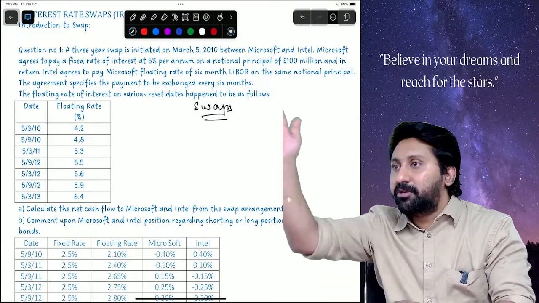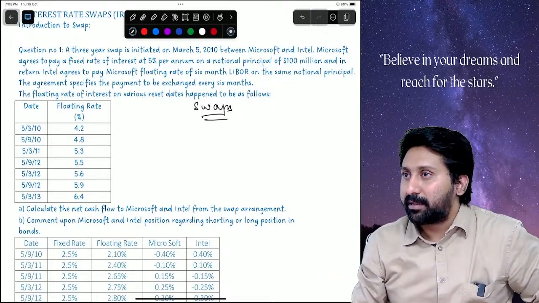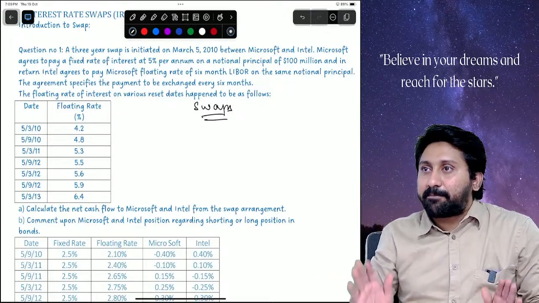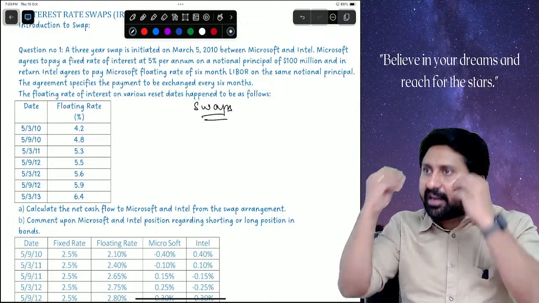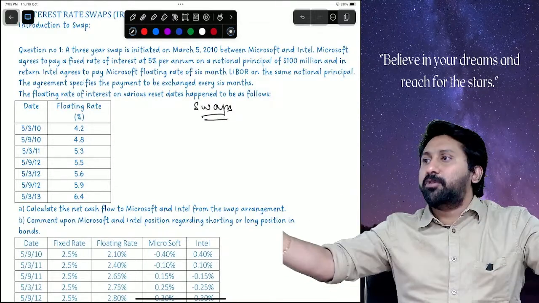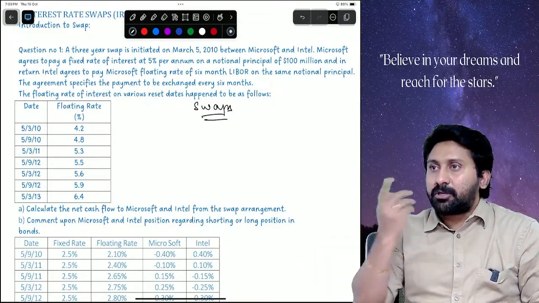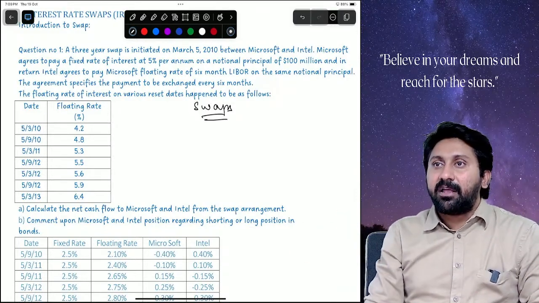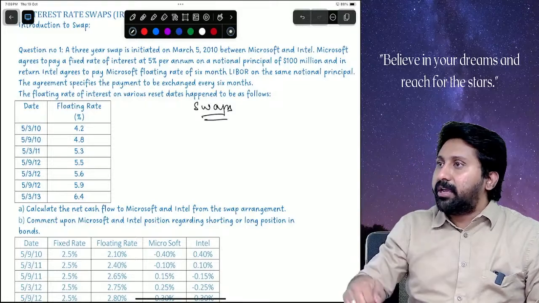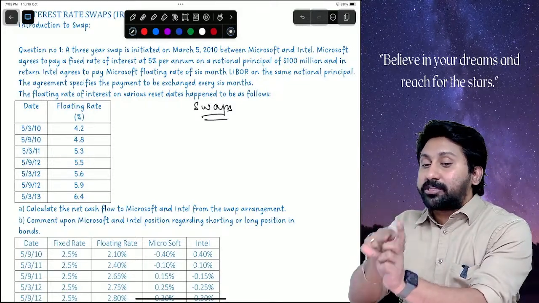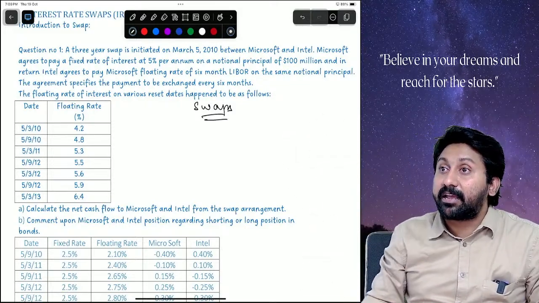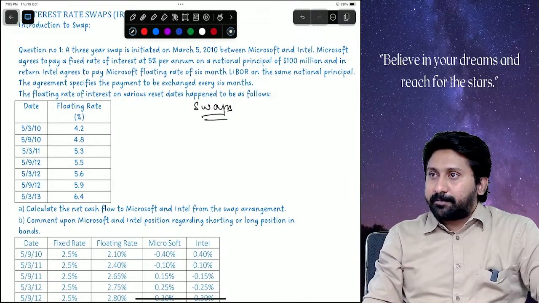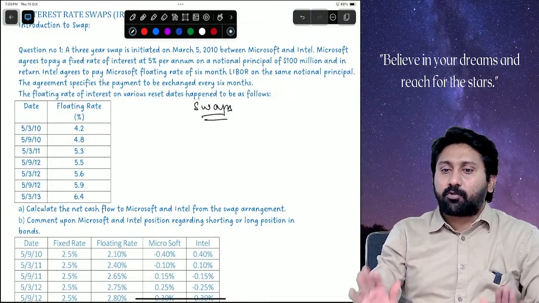Swap is a parallel universe. Listening or not? Swap is a parallel universe. Literally, it is a finance market. So how does it look? Swap is a world where what you cannot do there, you do here. How? Take a notional principal and do it. This can be understood with the example of question number 1.